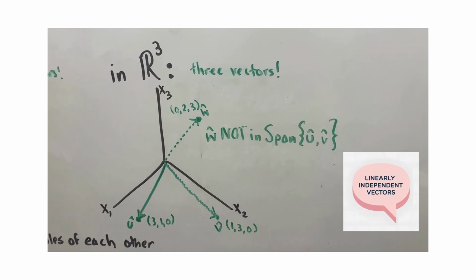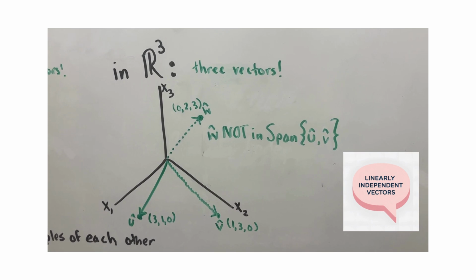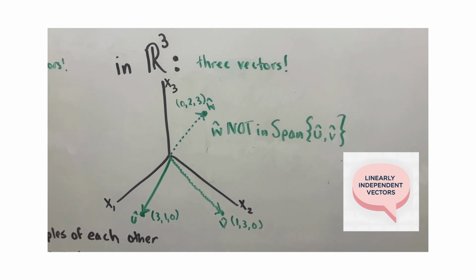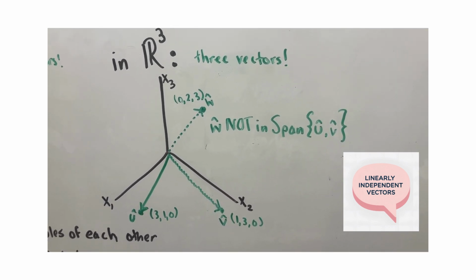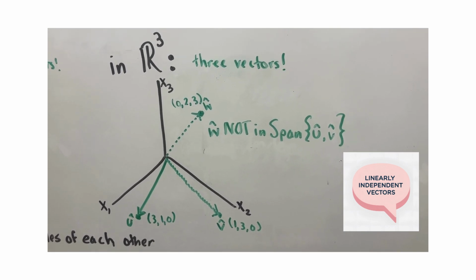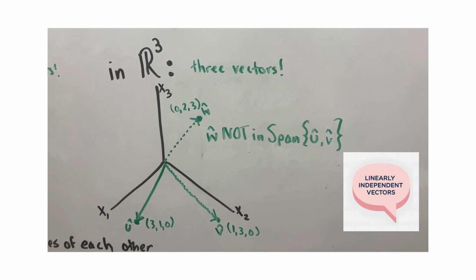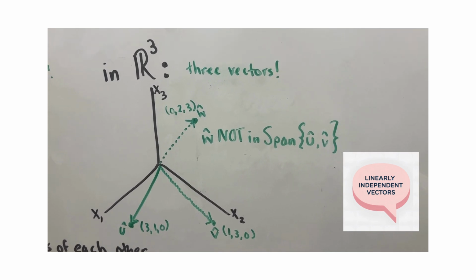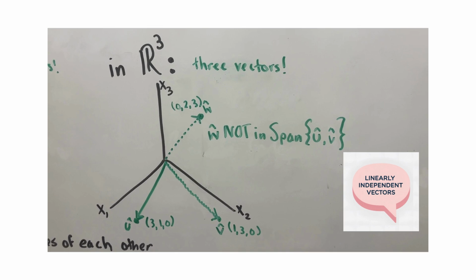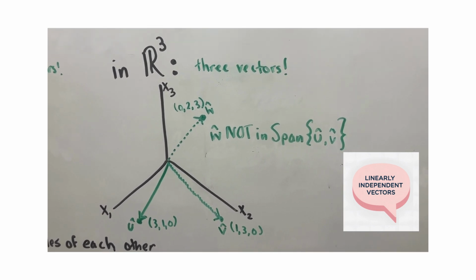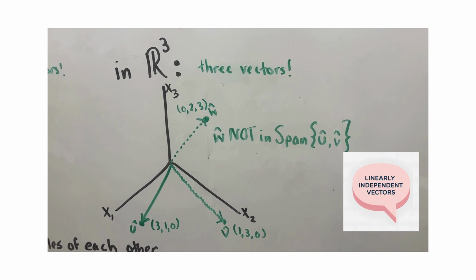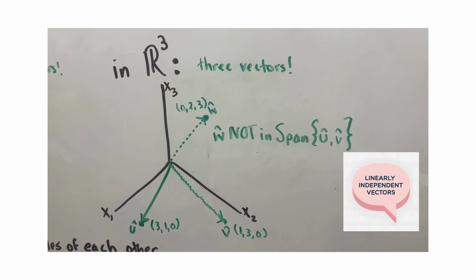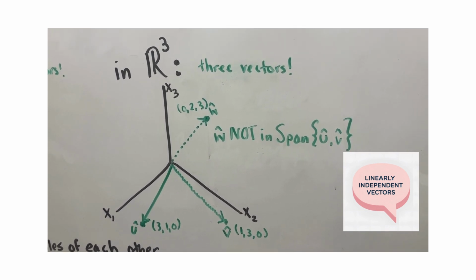Now things get a little bit more interesting when we move into the third dimension. So here's R3. We're going back to linearly independent vectors now. And we have vector u, 3, 1, 0, vector v, 1, 3, 0, and vector w, 0, 2, 3. Notice that w is not in the span of vectors u and v. If you remember your definition of span, algebraically, I should be able to add some multiple of u and some multiple of v together to get vector w. We can see, however, that's clearly not the case.